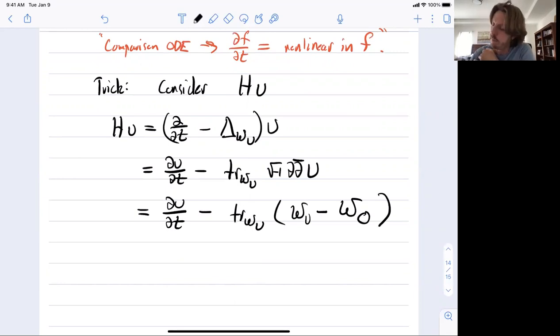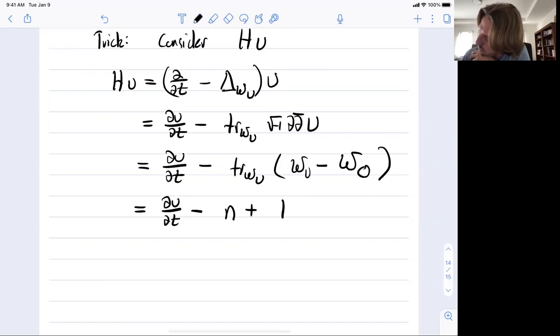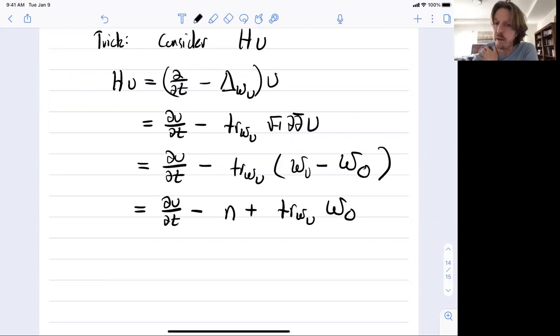So I didn't do anything. This is basically the definition of omega u, right? And then this nonlinear trace term here just becomes an n, that's just the trace of a metric with respect to itself. So this is del u del t minus n plus this mysterious term that showed up before, trace omega u omega naught, right?